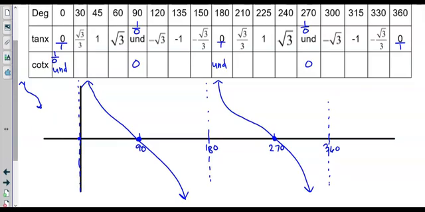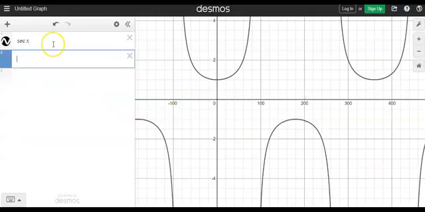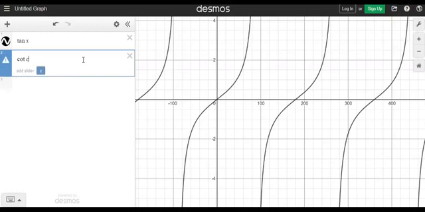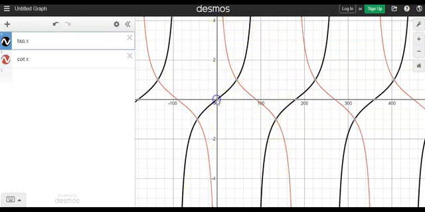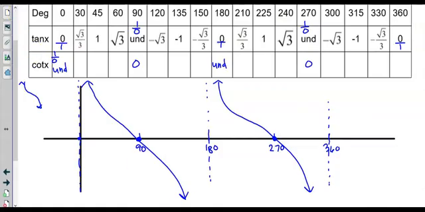And then again, you can always hop on Desmos anytime you are wondering exactly what something looks like. We can do tangent and we can do cotangent, and you get a really pretty picture there. You can see that tangent is in black, so that one goes upwards, and then cotangent is in red, that one goes downwards. You can see where these zeros are. You can play around with that to get a better idea of what that should look like.